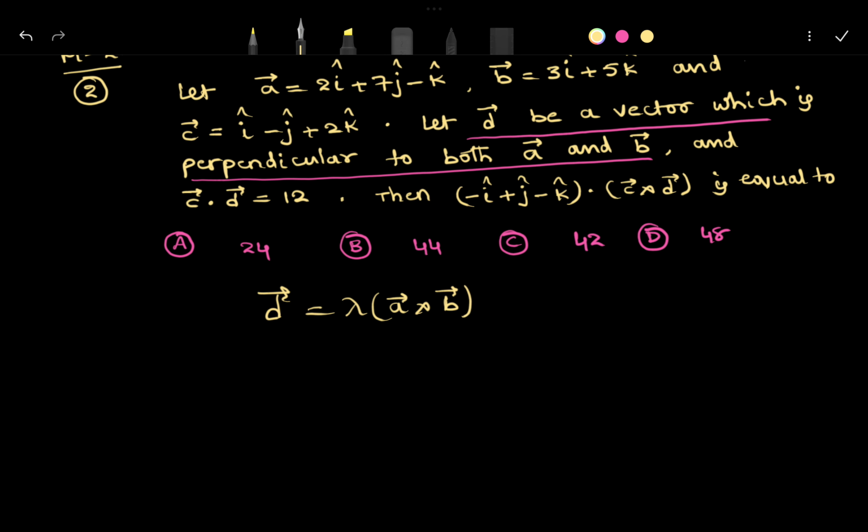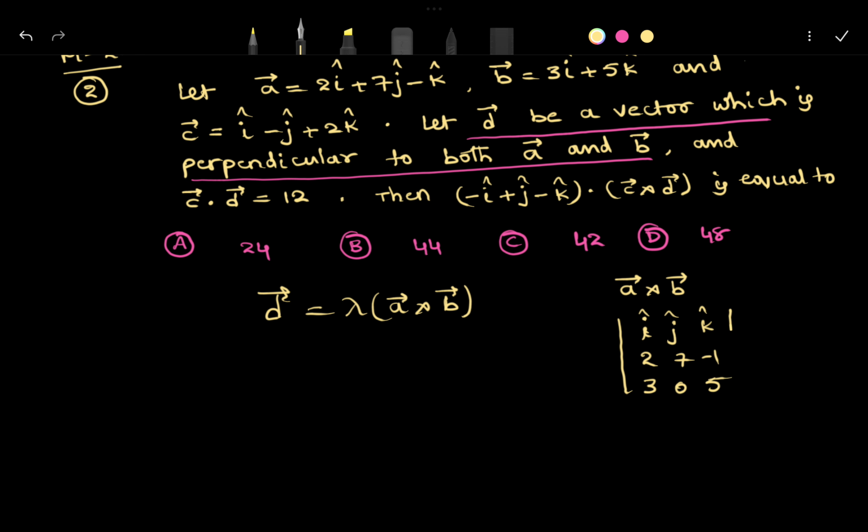Now what is the value of a bar cross b bar? How can we find this value? It is the determinant with first row i cap, j cap, k cap. The second row is the components of a bar: 2, 7 and minus 1. And b bar is 3, 0 and 5.